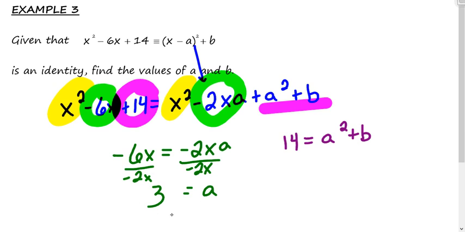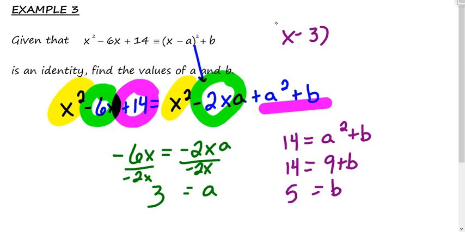If I didn't know that, I wouldn't be able to finish this problem. But since I knew that a was 3, I substitute that in. So I get 14 equals 3 squared, so 9 plus b. Subtract the 9 over. b, therefore, is 5. So in this problem, it is equivalent to (x minus 3) squared plus 5.